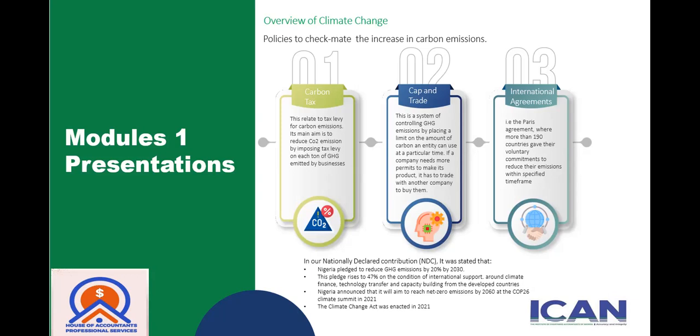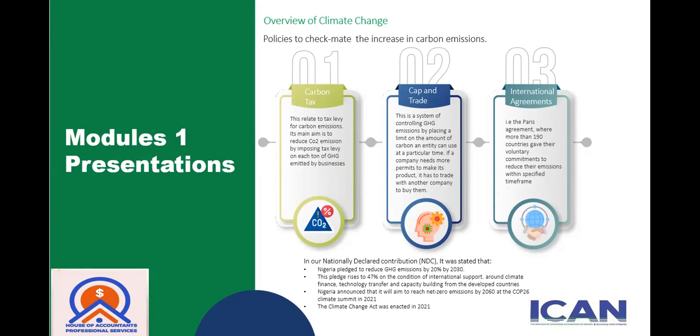Another thing is cap and trade. This is a system of controlling greenhouse gas emission by placing a limit on the amount of carbon an entity can use at a particular time. If a company needs more permits to make its product, it has to trade with another company to buy them. What we are saying is simple. There's going to be a limit on what emission you can produce. For example, a company that is into production of plastic, they can apportion that, see, you cannot use more than 5%. Once you exhaust that particular allocation, you cannot produce again.